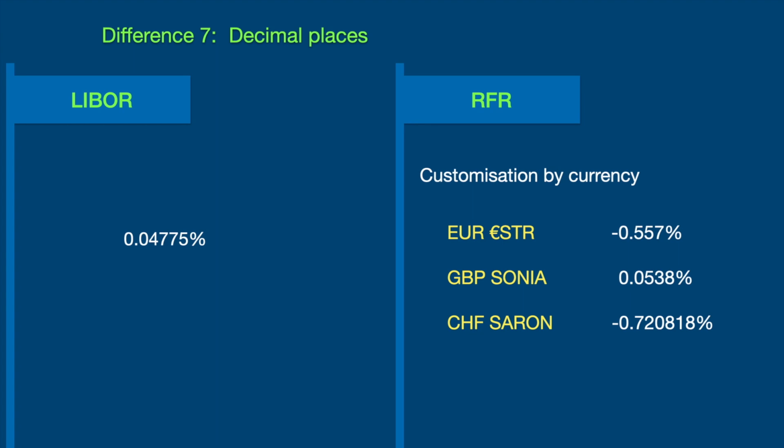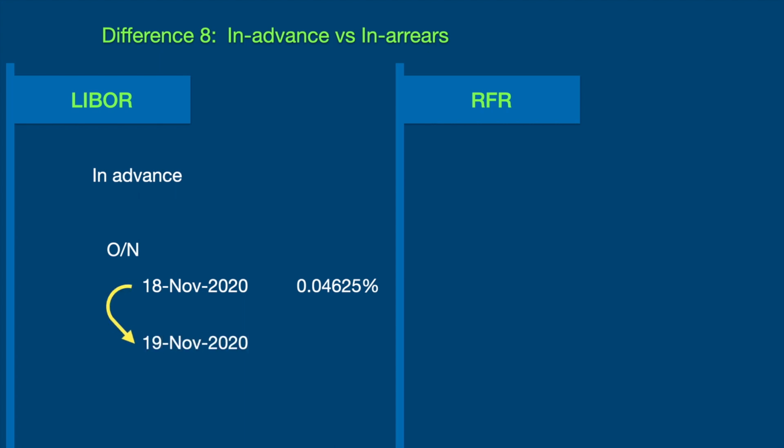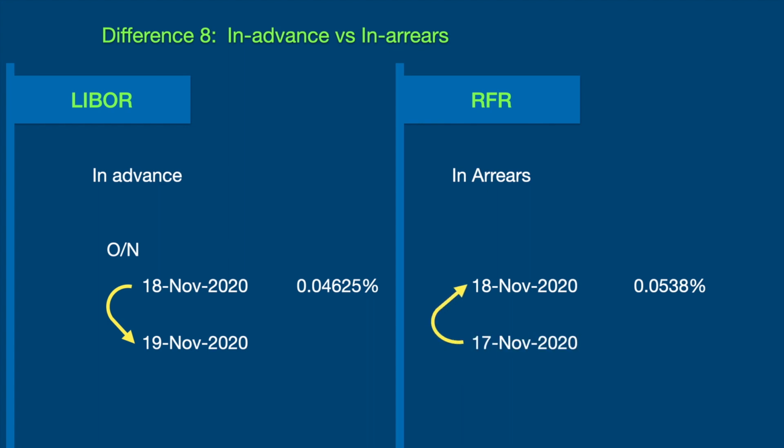Next is an easy one, but has profound implications for the design of financial instruments, and that's the reason the length of this video is long, as we shall see. LIBOR tells us the borrowing cost in advance. When we see the overnight GBP LIBOR, say on the 18th, it means we can borrow the money today at this rate and repay it tomorrow. On the other hand, SONIA is published in arrears, so the SONIA rate that gets published on the 18th will be the average rate on transactions that were settled yesterday and which will mature today.